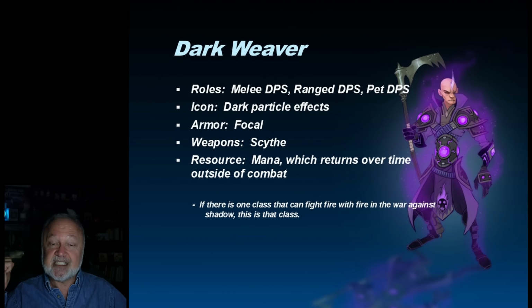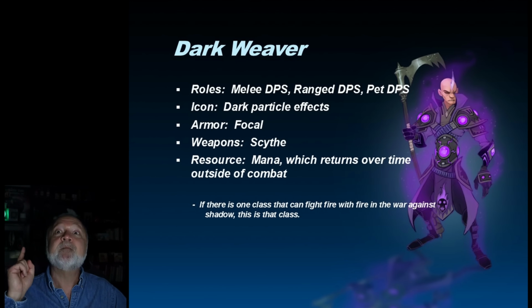He used a scythe in combat, and his resource was mana, which, again, is something that returned quickly outside of combat. But inside of combat, he had to manage it. It might come back slowly. He might have a way of restoring it with potions. He also might have a way of pulling mana in from enemies. And I wrote, if there's one class that can fight fire with fire in a war against shadow, it's this class.